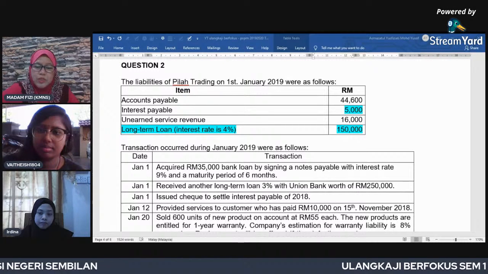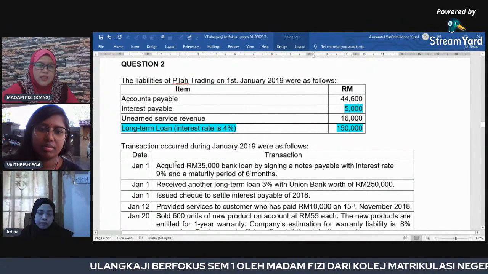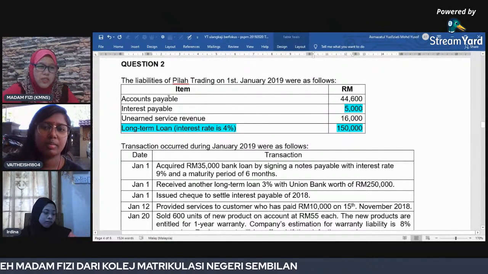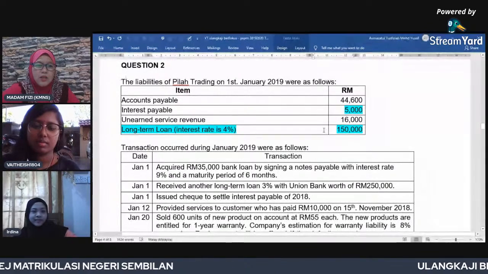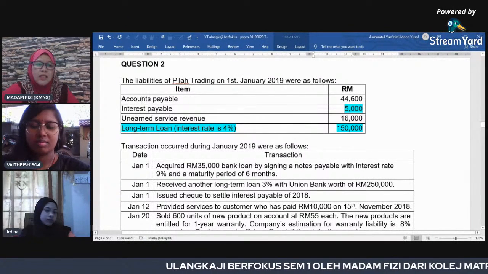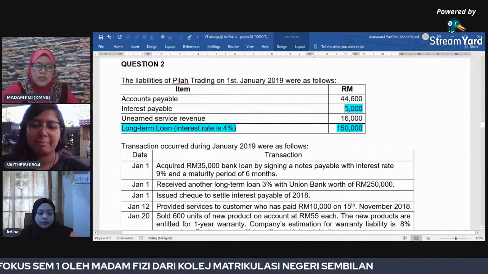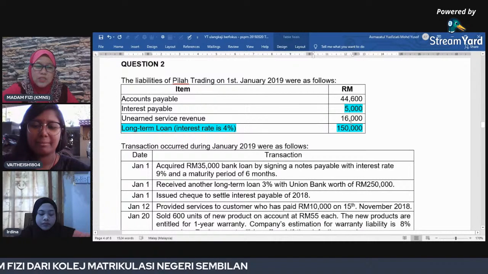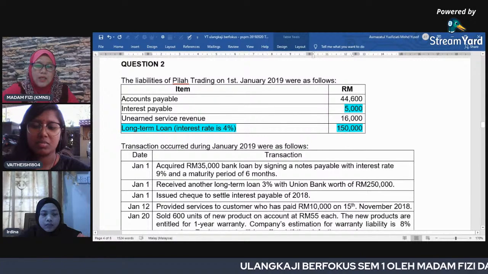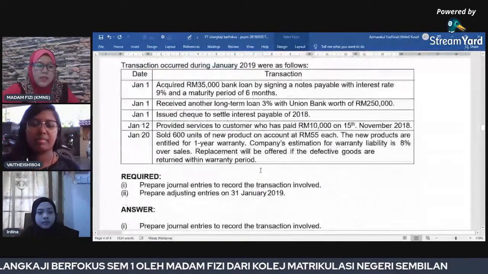Okay. Now we proceed to question number 2. The liability of pillar trading. Actually, this question kita tukar company je. Kasi nampak macam nogori sikit. So, the liabilities of pillar trading on 1st January 2019 were as follows. Accounts payable 44,600, interest payable 5,000, unearned service revenue 16,000, and long-term loan interest rate is 4%, 150,000. Okay, before we go further, we look at the requirement.